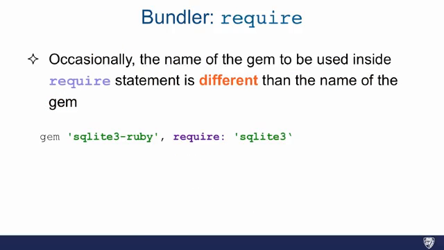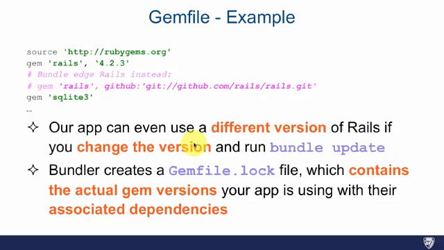Bundler also loads the gem. It doesn't just download it from the internet. So as the application starts, it actually requires that gem. And sometimes the name of a gem to require is going to be different than the actual gem name. So for example, this used to be the case of SQLite 3. The gem name was called one name, but when you required, you actually had to require something else. So you could specify that to Bundler.